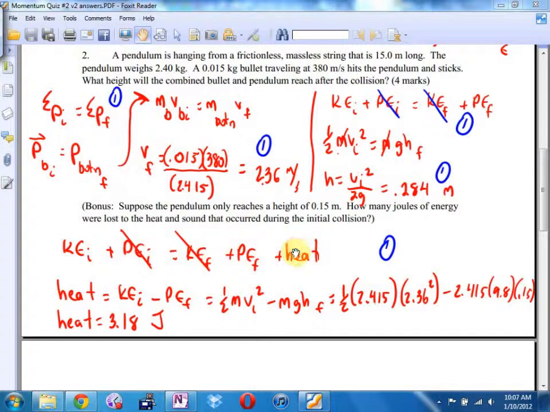Heat's going to be kinetic initial minus potential final, a half m v initial squared minus m g h final, and I got 3.18 joules of heat must have been created.